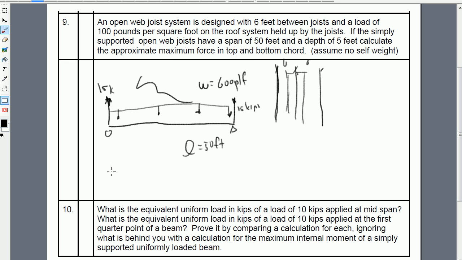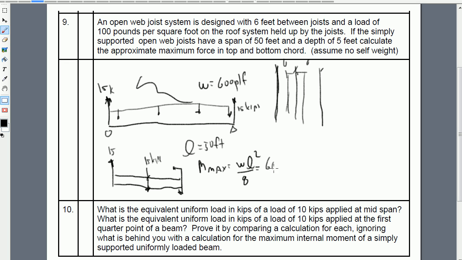Now, if you cut the cross section at mid-span, what are you left with? Well, you're left with 15 kips out here, and of course, halfway there, you're also left with 15 kips. And you end up with a maximum moment equal to WL squared over 8, which is of course 600 times the span of 50 squared all over 8, and that gets you the maximum moment.